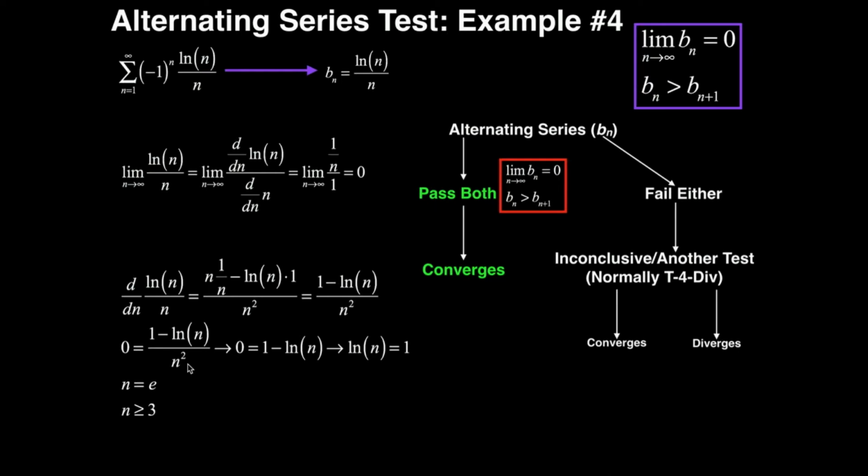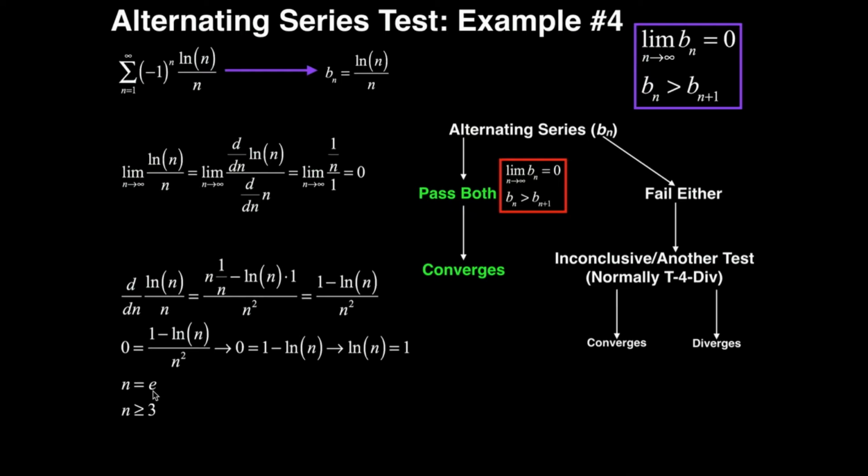Now if we multiply both sides by n squared, that goes away. So the n squared doesn't matter. So 0 equals 1 minus ln of n. If we add ln of n to the other side, we get ln of n equals 1. And so n would be e. All right, so our critical point is when n is equal to e.